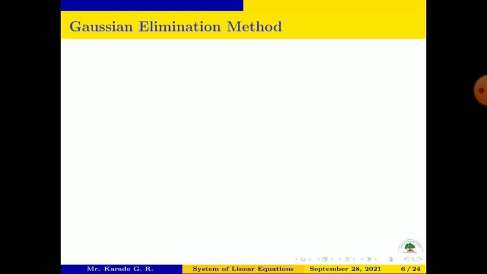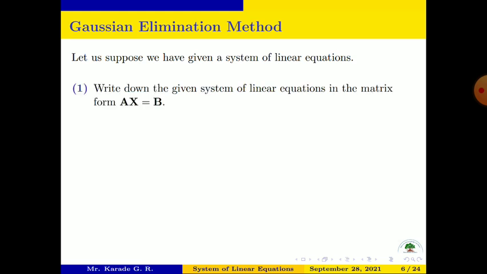In this lecture we learn about a method of solving a system of linear equations, and that method is known as the Gaussian elimination method. So first of all, we see what the Gaussian elimination method is. Let us suppose we have a given system of linear equations, and we can write it in matrix notation as Ax = b. So in the first step, we write down the given system of linear equations in the matrix form Ax = b.